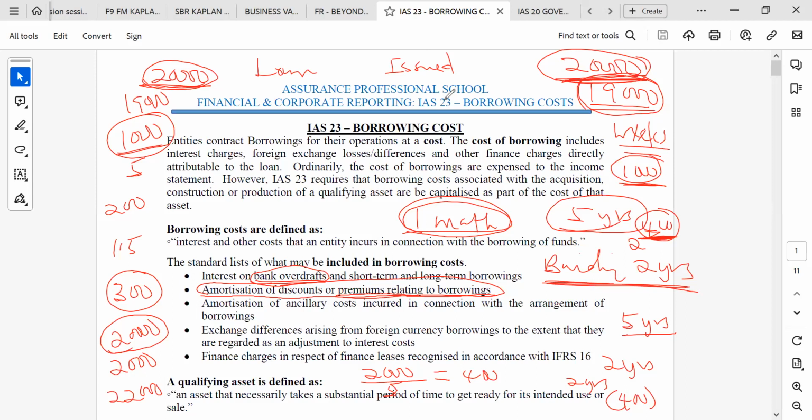But if it is the bank that is issuing the loan at a premium, it means that the bank is now giving you the loan at 22,000. So the loan amount itself is 20,000. You charge the interest on this one, but you are going to pay additional cost of 2,000. So this will also be amortized over the period of the loan. Then every year you add the portion that's supposed to be added to the initial cost of the asset.